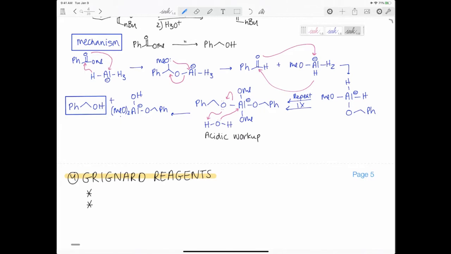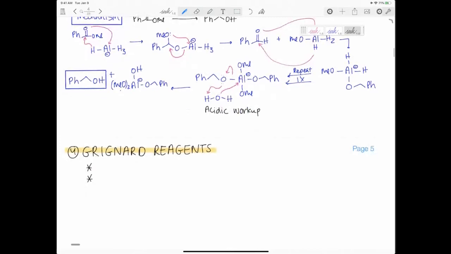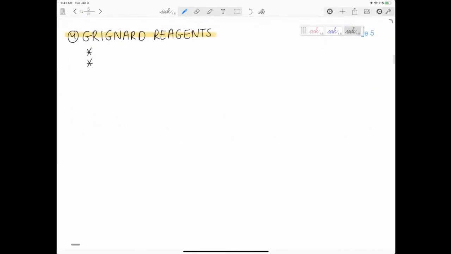Okay. Now we go on to something more fun. We talk about Grignard reagents. Now, Grignard reagents are a really big topic because why are Grignard reagents so powerful is because now you have another way to elongate a chain.